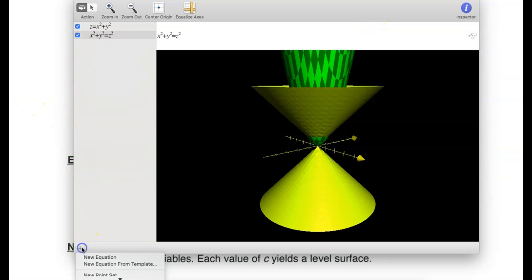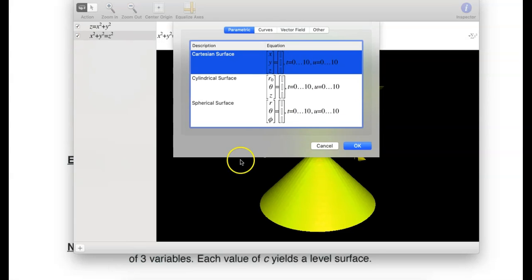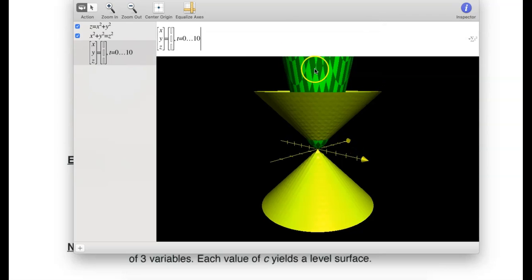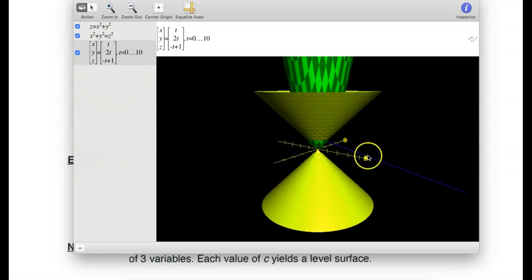So let me just see what we get if we choose new equation from template. This is where you would go for a line. Since we have parametric equations for lines, you would go to curves and you would pick the first one, and the parametric equations would be x equals whatever you type here. Let me just do it. x equals t, y equals 2t, z equals minus t plus 1, and here's the line.